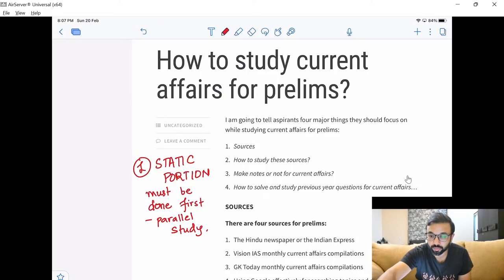There are brothers and sisters from the South. There are brothers and sisters from the Hindi speaking belt. There are brothers and sisters, our friends, aspirants from the Northeast.